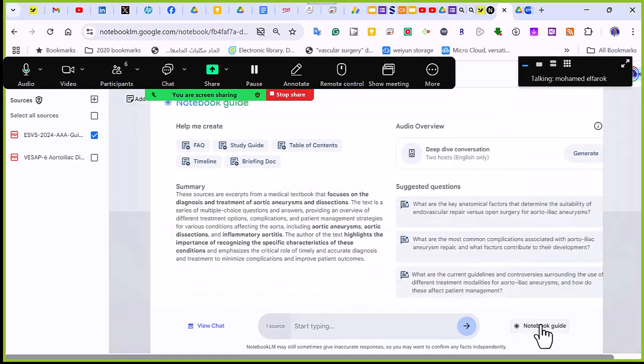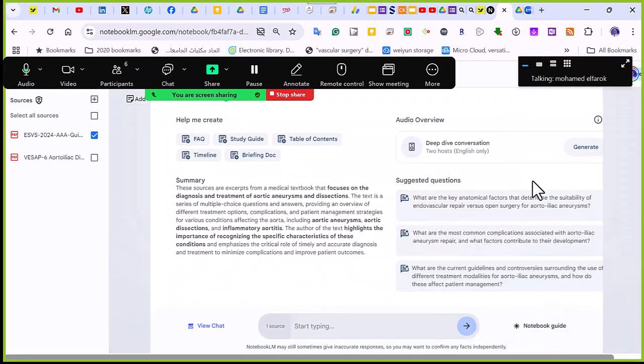Not only this. If you are busy, let us say you are driving in your car and you want to summarize the aortic guideline while you are driving, you can generate a podcast. It will give you a 10-minute podcast that will summarize the aortic guidelines for you. Is it a good tool? Definitely a good tool.